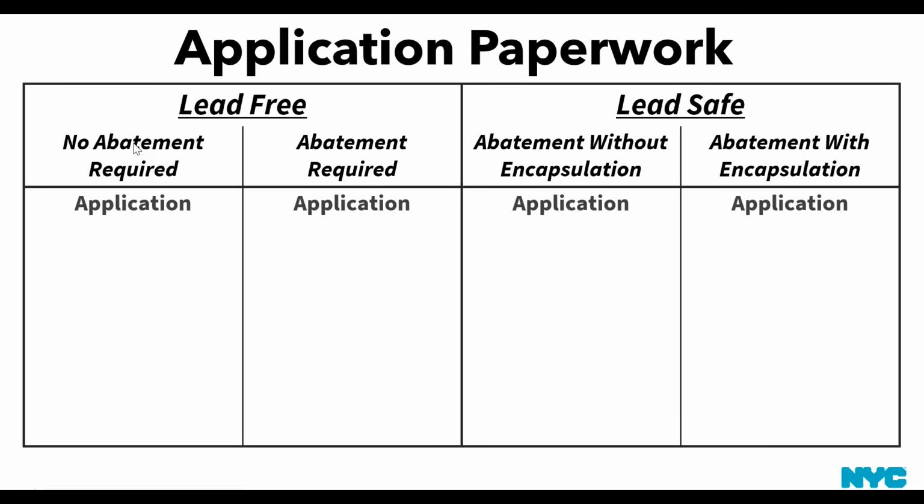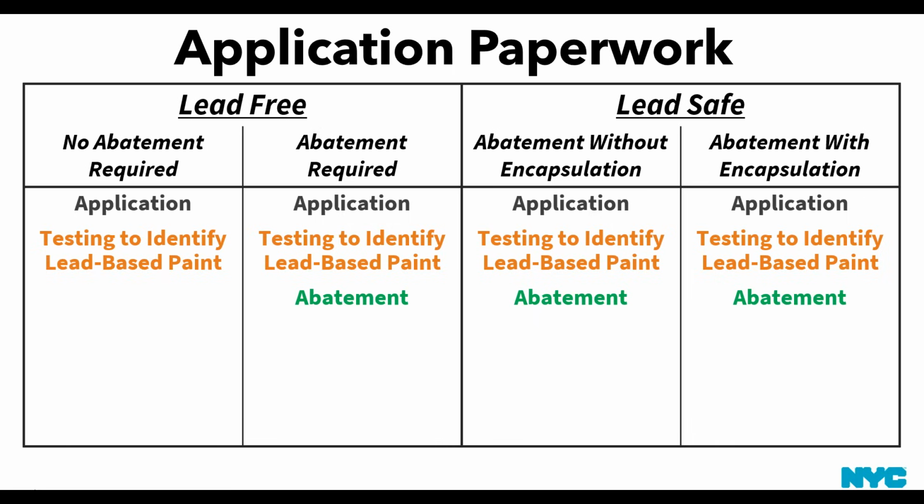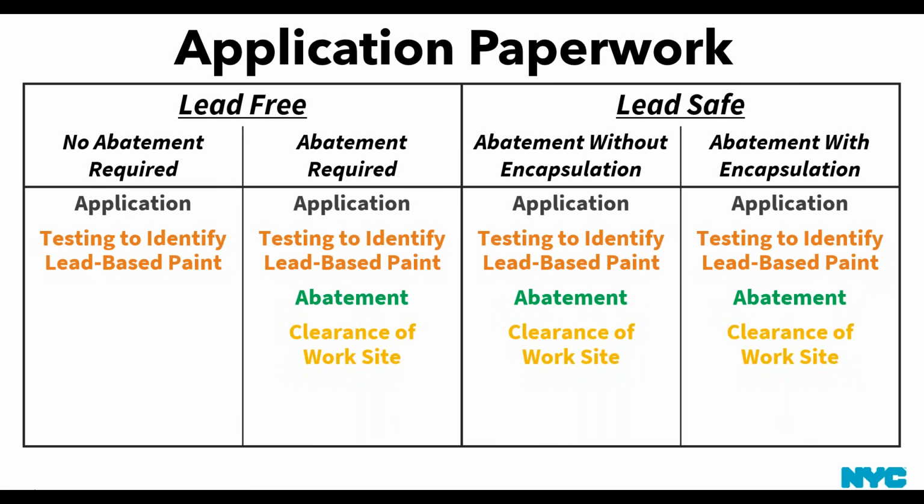So for every type of exemption, of course, the application document will be required. And for every type of exemption, we're going to need to provide testing records because that is the crucial first part of any exemption. Now, if abatement work had to be done, then we are going to need documents from the abatement contractor, as well as clearance documents showing that dust wipe samples were taken and the results of those samples proving that the worksite was properly cleaned up. If we are doing a lead-safe exemption, we're also going to need to include the monitoring plan in the application and some details about that.